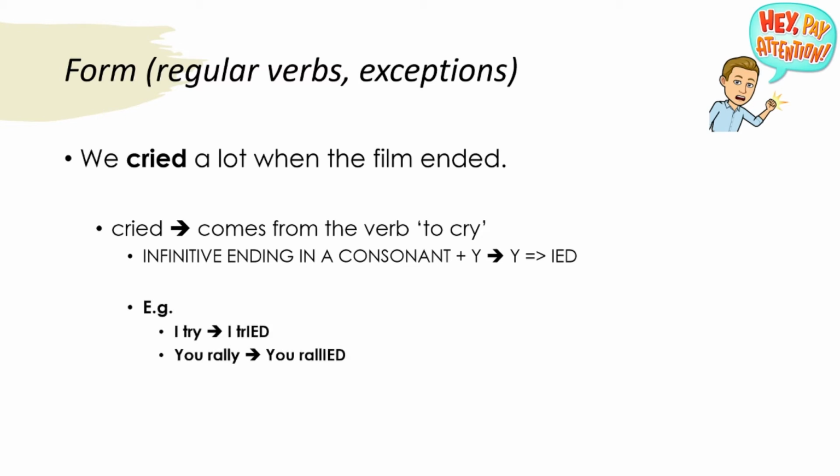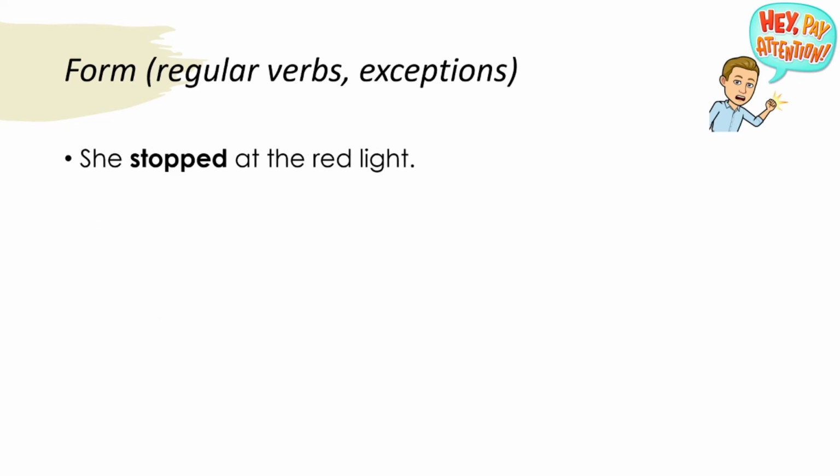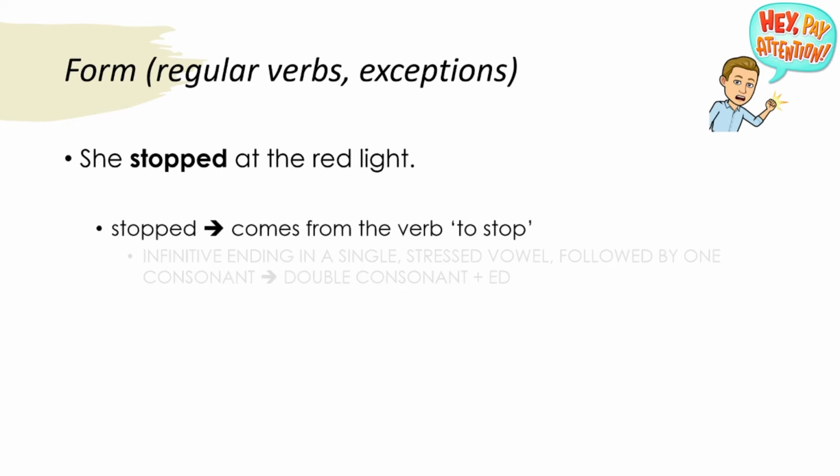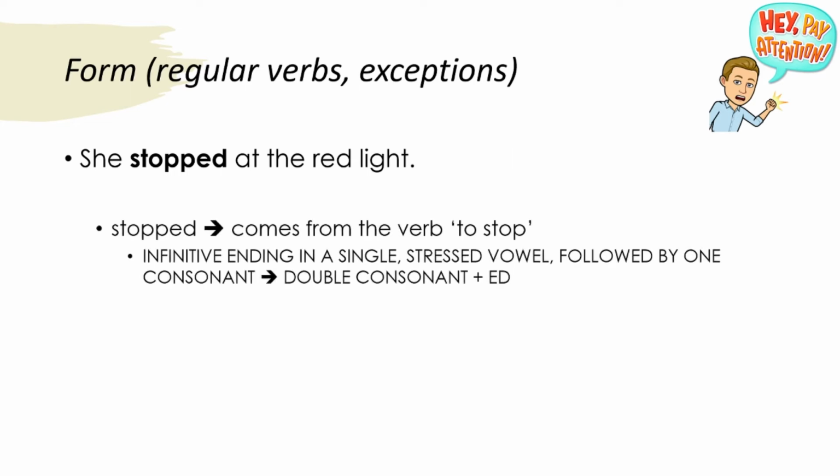The final exception on the general rule are verbs ending in a single stressed vowel followed by one consonant. If that is the case, we double the consonant and add an ed. Examples are she stopped at a red light, I committed, or you dragged.